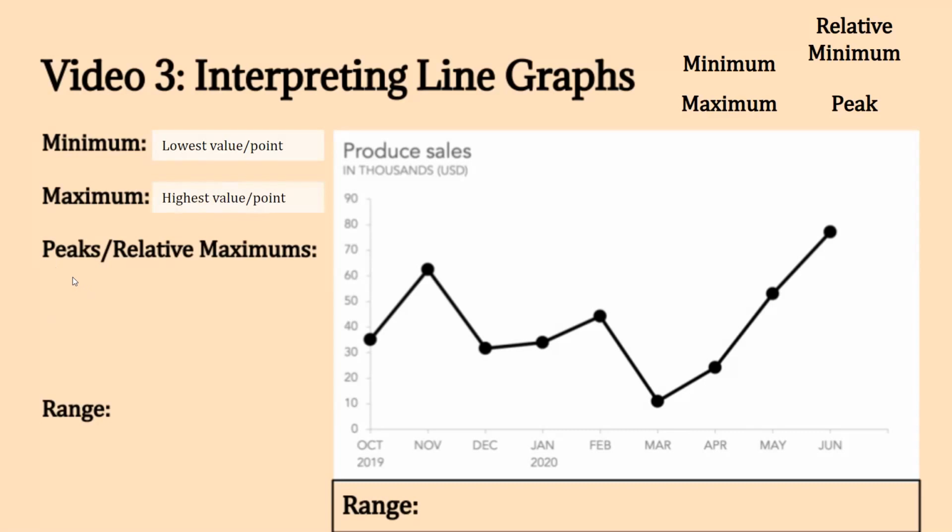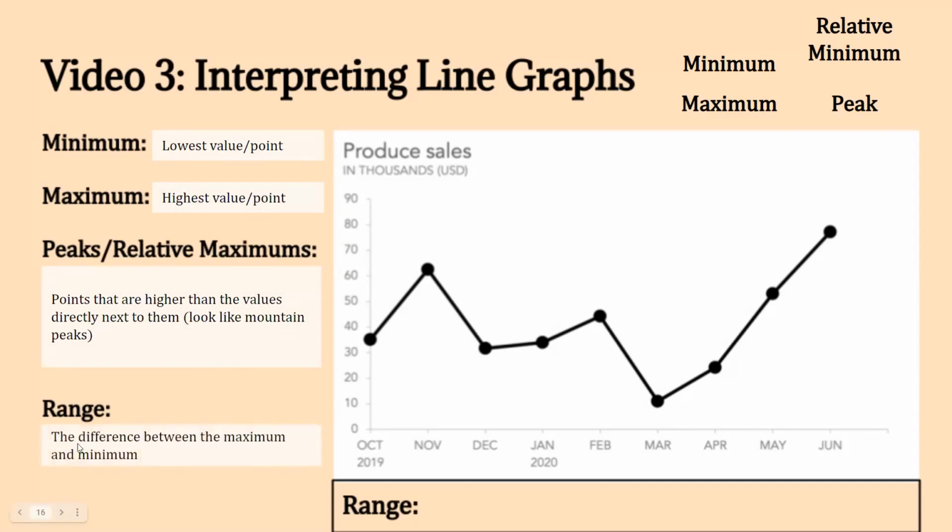So your peaks or relative maximums, you also have relative minimums, which is sort of the opposite. Peaks are like mountain peaks, which are just those high points of the mountains. They might not be the highest point on the graph, but they are higher than the values that are right next to them. And then the range is just your maximum subtract your minimum, which is just the difference in your maximum and minimum.